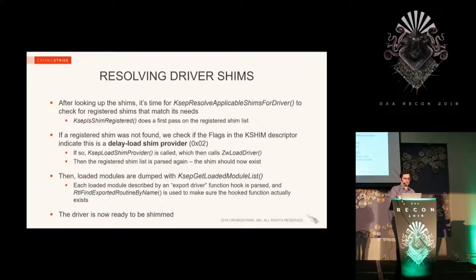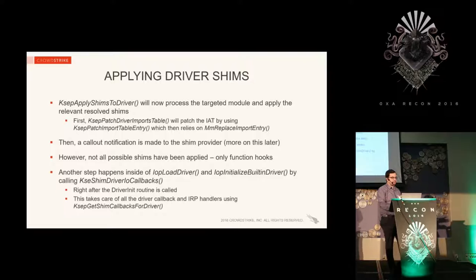So that happens with a separate function, ksep apply shims to driver. And this is going to go in ksep patch driver imports table, which calls ksep patch import table entry, which then calls mm replace import entry. So the memory manager has a whole bunch of functionality now to basically safely and correctly patch IAT entries, take care of the section objects, and all that. At that point, your shim provider gets a callout notification, which we're going to talk about later, which basically tells you, okay, you are now shimming this thing. But the only thing we've shimmed so far are functions, IAT entries.